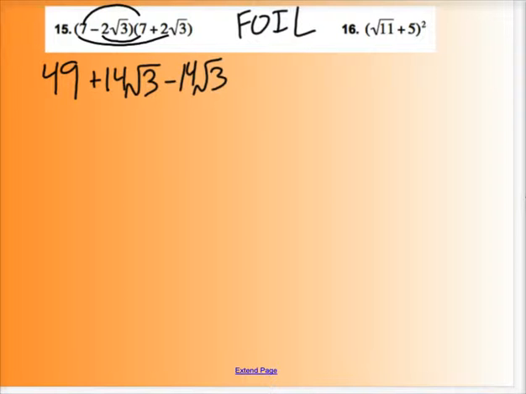And now finally, negative 2 square roots of 3 times 2 square roots of 3. So remember, you can combine the outsides: 2 times 2 is 4. And combine the insides: 3 times 3 is 9. All right, now, however, square root of 9, we know that that's a nice number. The square root of 9 is just the number 3. So 4 times 3, I'm going to call that 12.